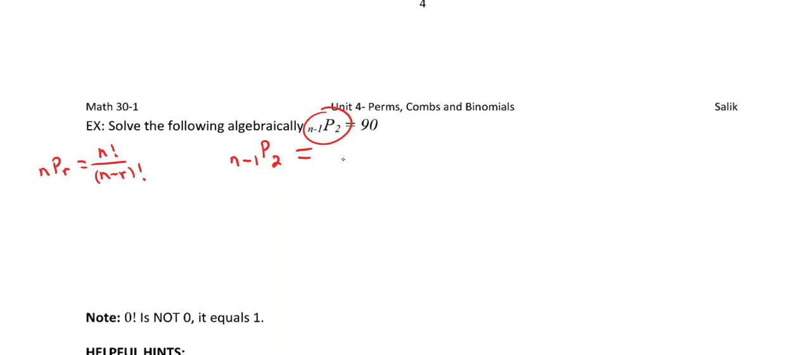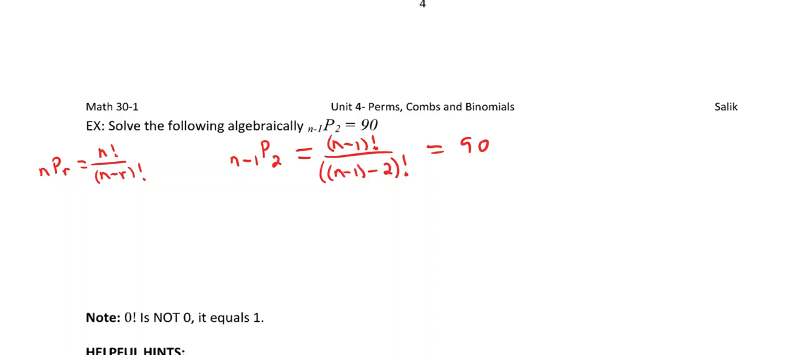So we're going to stick to the same rules here. But on the top now, it's going to be n minus 1 factorial, because that's what this spot is. So we'll say n minus 1 factorial over, and then it was n minus r. So in this case, I'm going to use 2 brackets. It'll be n minus 1 minus 2 factorial. Okay, so hopefully that made sense. And then this was all equal to 90.